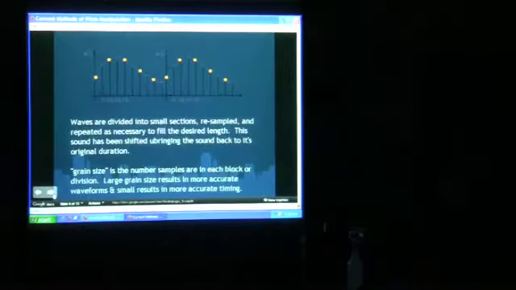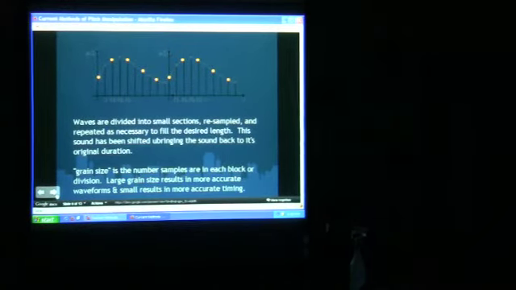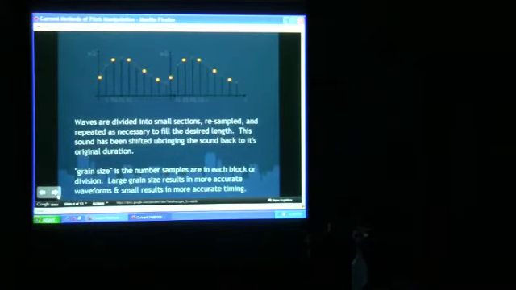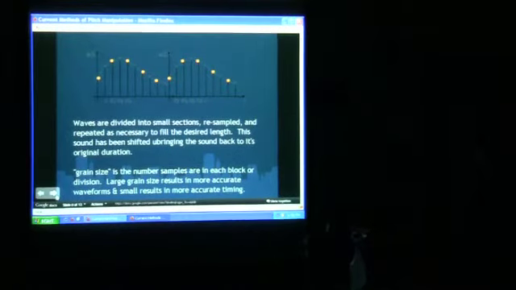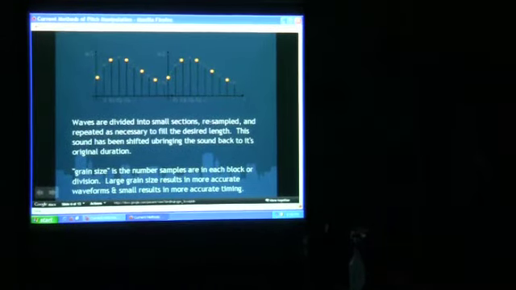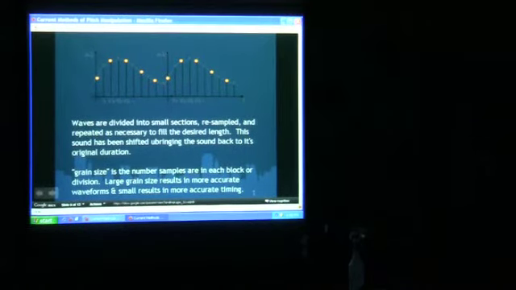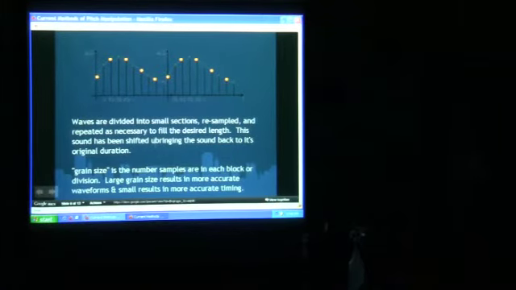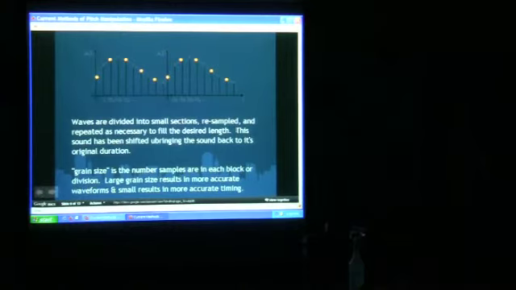So we just duplicated it. And this is very small, of course, so we're back to having it fill the time that we had when we started. So these waves can be divided into small sections, resampled, and then repeated as necessary to fill whatever length you want. And this sound we're looking at has been shifted up. That's supposed to say up. I don't know why I wrote it that way. It's for editing. The sound is back to its original length.